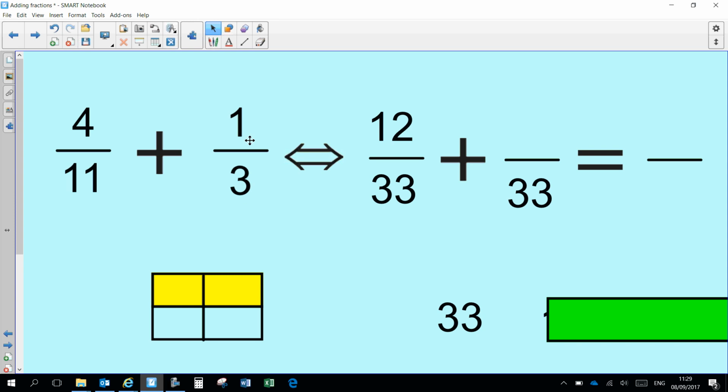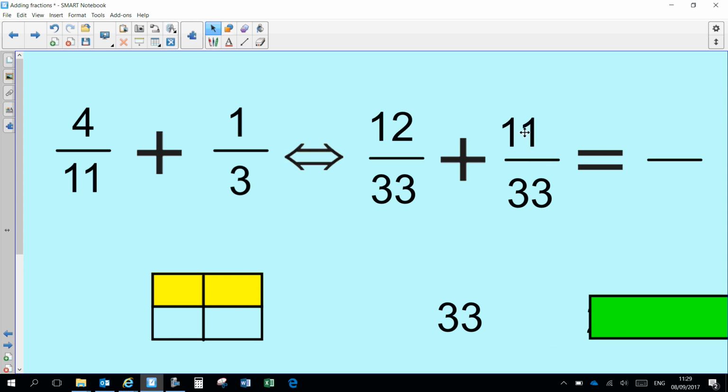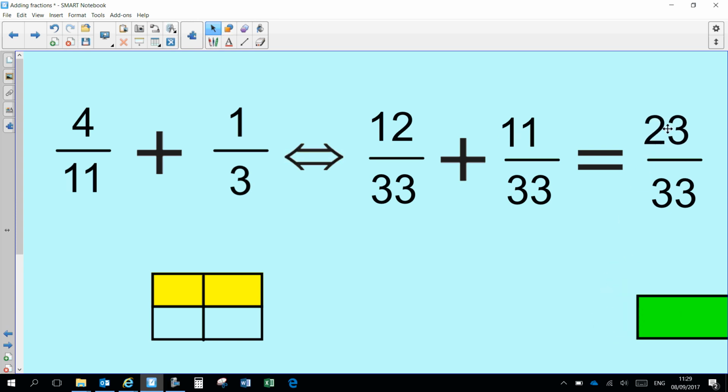So we're going to do the same on this side now. We want an equivalent fraction of 1/3 as over 33. Now we times the 3 by 11 to get 33. So we can simply multiply the numerator by 11, and it obviously gives us 11. So now, like we said earlier, we've got the same denominator. We keep the same denominator. So we've got 12 parts of 33, add 11 parts of 33. And that is just adding the top numbers, 12 and 11, 23, and that simply goes up there.